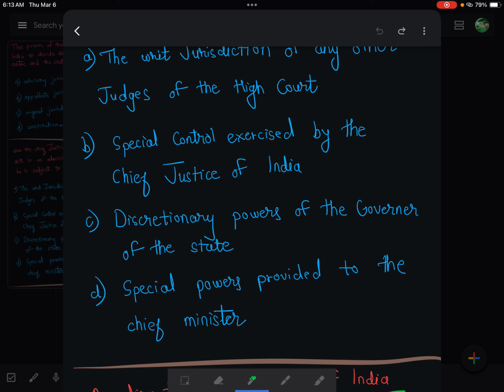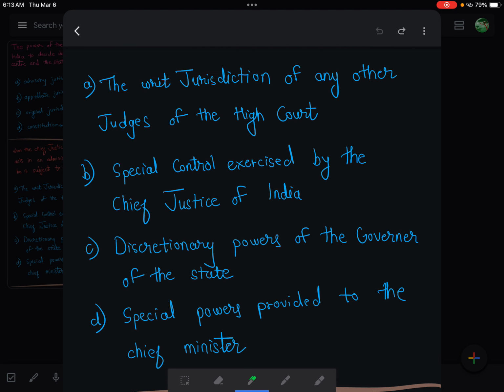Again, let's summarize this in simple words. Writ jurisdiction of the High Court judges. These other judges can challenge the Chief Justice's administrative actions if they violate the law. This is the correct statement. Special control by Chief Justice of India. The Chief Justice of India does not directly control the High Court administration. This is an incorrect statement. Discretionary powers of the governors. The governor has no power over the High Court's administration.